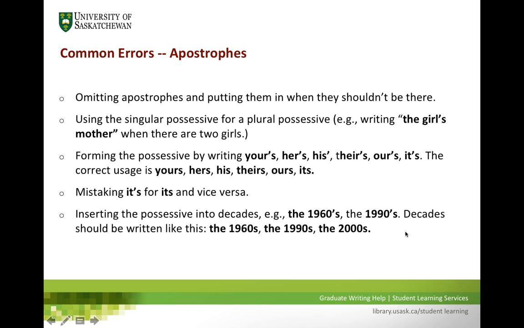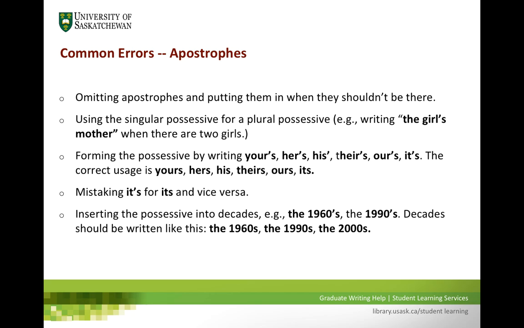So how can you avoid these errors? Well, we've already talked about its and it's. That's just something to watch for. But one thing is to proofread carefully. Another thing you can do is to make a list of the errors that you commonly make and then watch for them when you proofread.